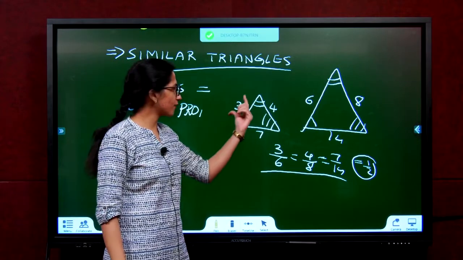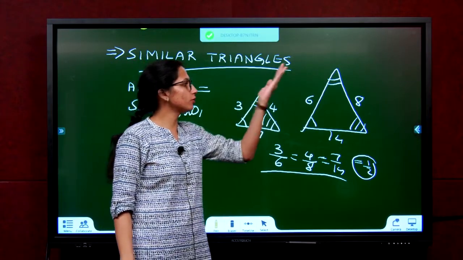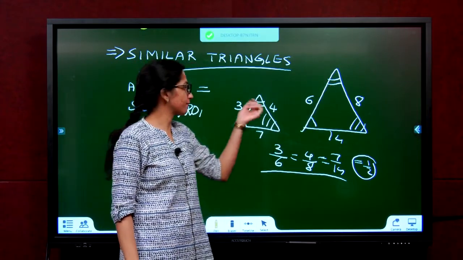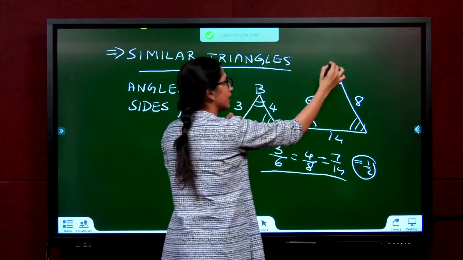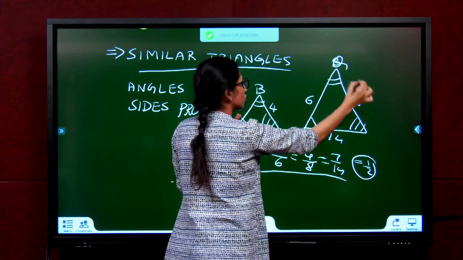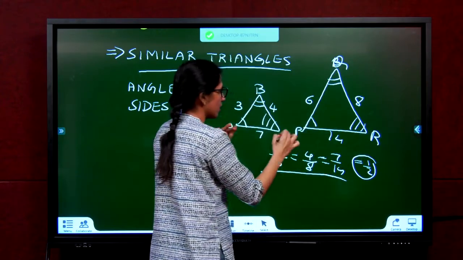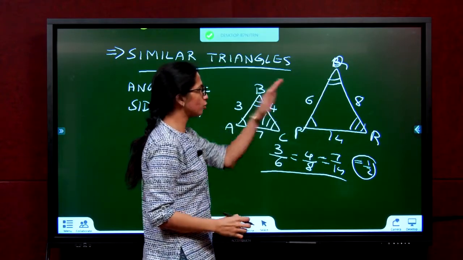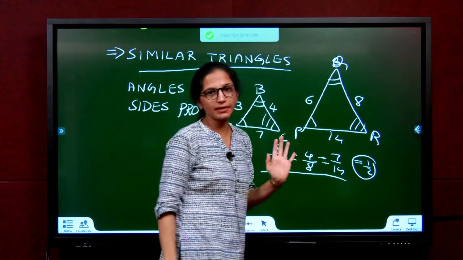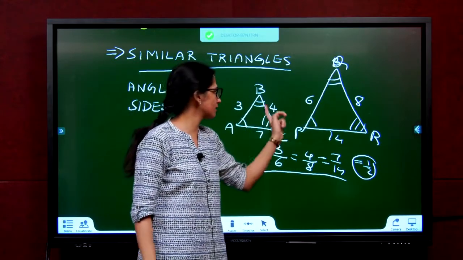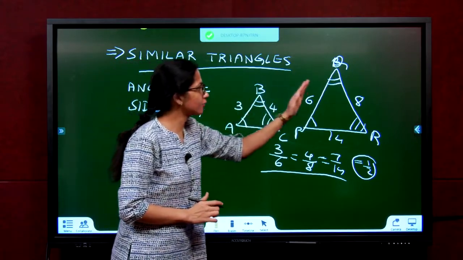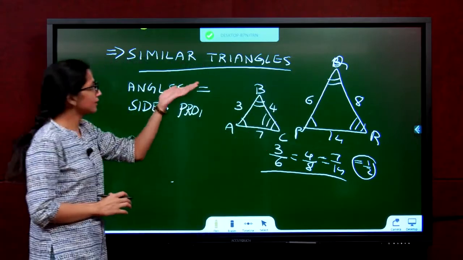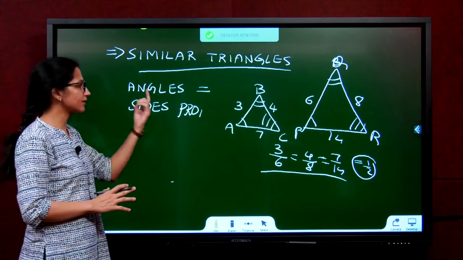Corresponding sides means if you take one side, you have to go to the matching side of the other triangle. Meaning, if you're taking AB to PQ, you can't take AB to QP and expect it to be proportional. 3 by 8 is not equal to 4 by 6. So you have to take the correct side to the correct side.